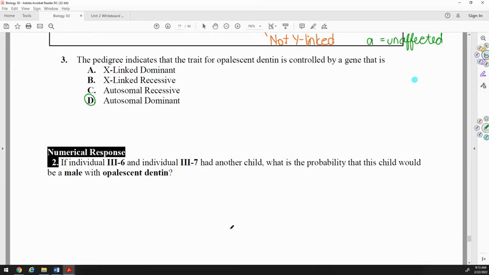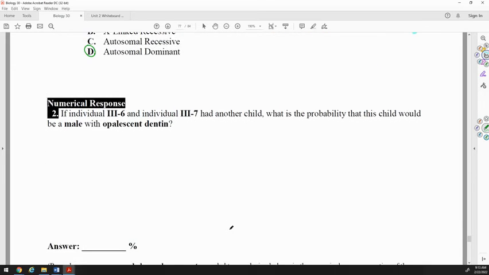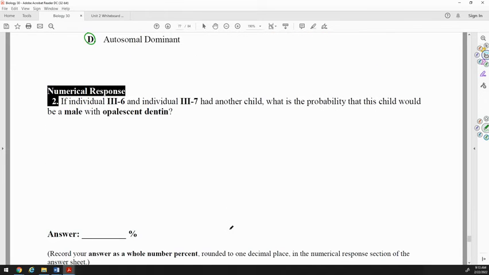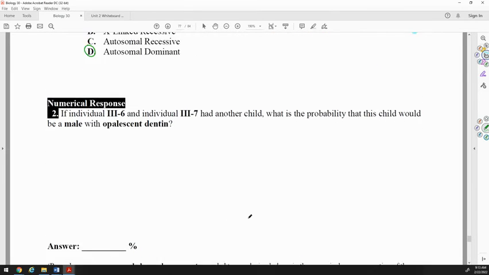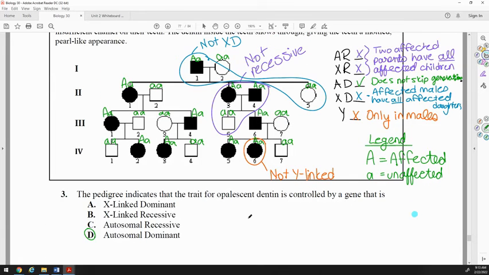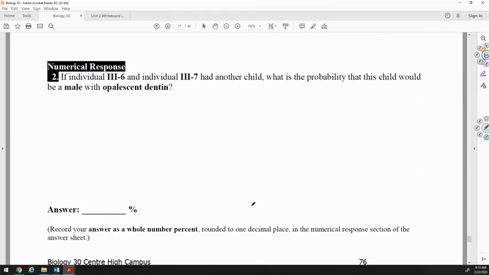Let's take a look at numeric response number 2. If individual 3-6 and individual 3-7 had another child, let's look at them. Here they are, 3-6 and 3-7, and their genotypes are big A, little a, and two little a. So we have one heterozygous individual, and the other individual is recessive. Let's put that into a Punnett square to find the probability that this child would be male with opalescent dentin.